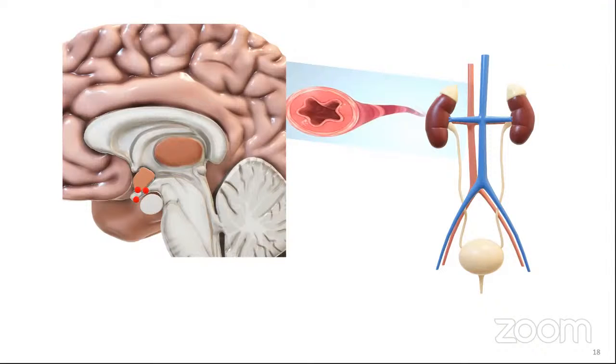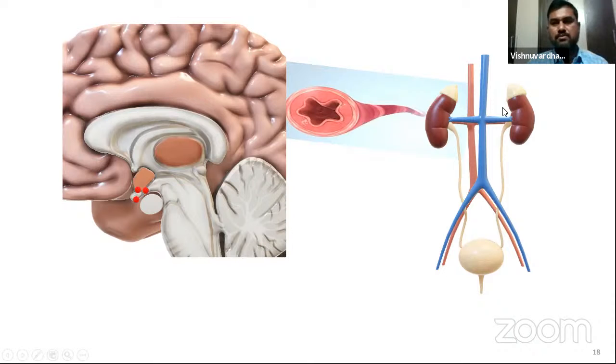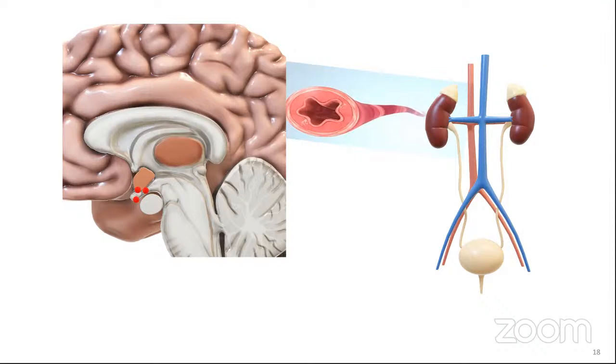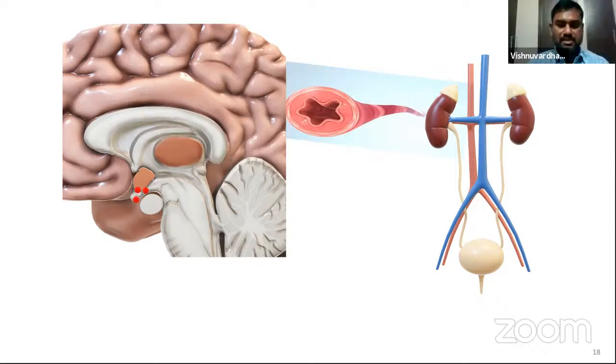Okay, this is also the working of vasopressin. You may learn about this in the excretory system. When receptors in the brain identify high water levels, then the pituitary gland will produce vasopressin.